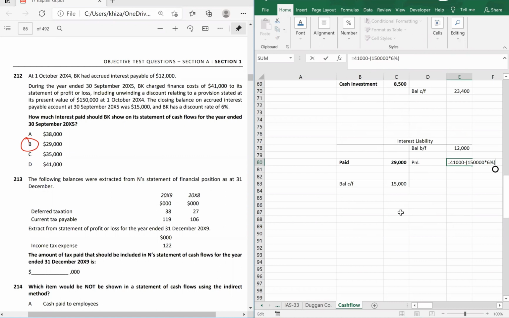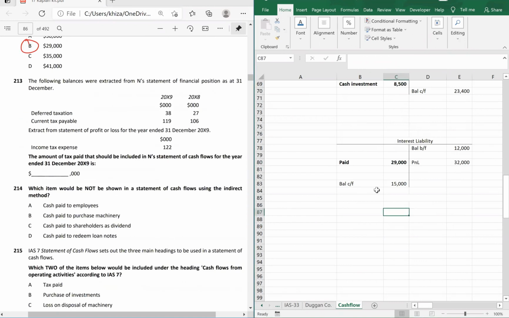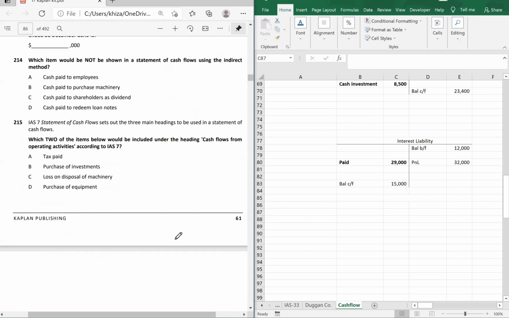Next question. Do that as homework. The same concept applies. You just have to understand the implication. The line item has changed. It's tax. So it's pretty simple.